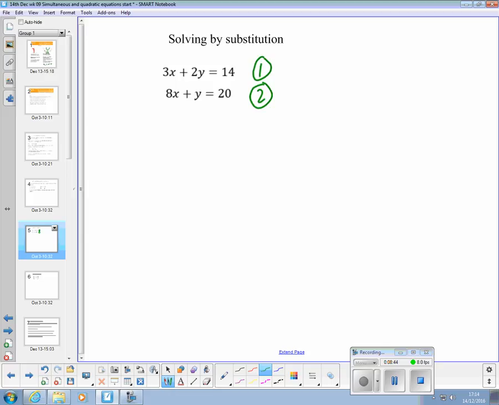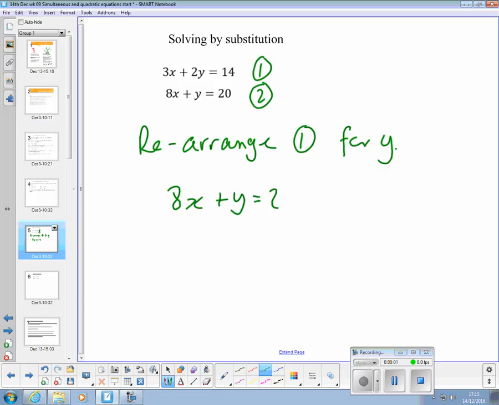Okay? So the first step was to rearrange 1 for y. So we got this equation, 8x plus y is equal to 20. What's the first step in rearranging that so we got y on its own? What do we do? Rearrange that equation 2 so that we've got y on its own.